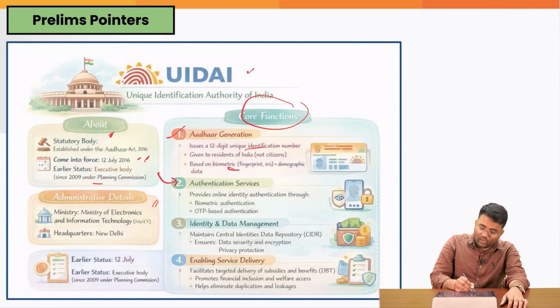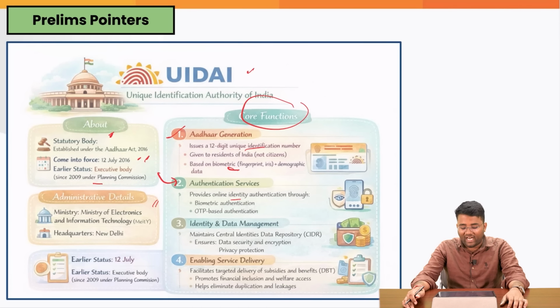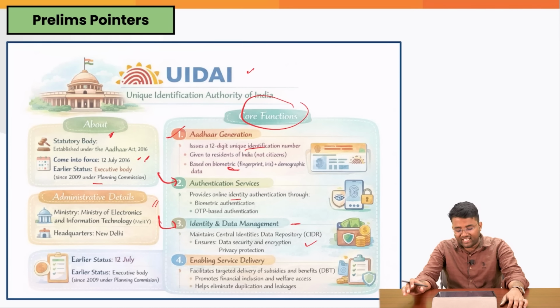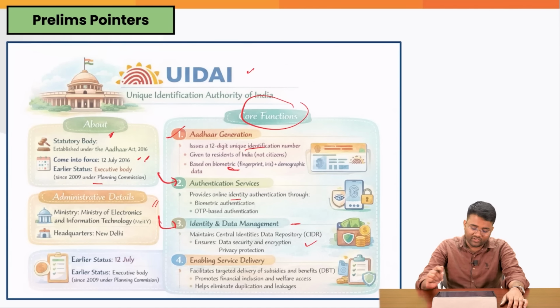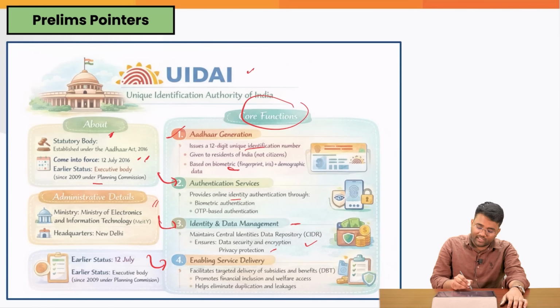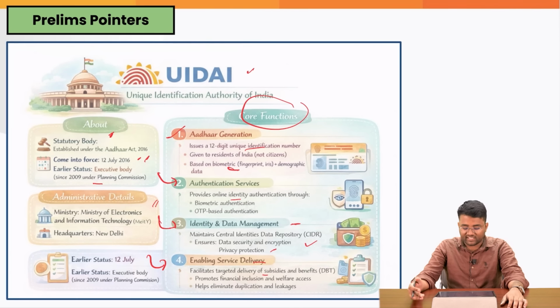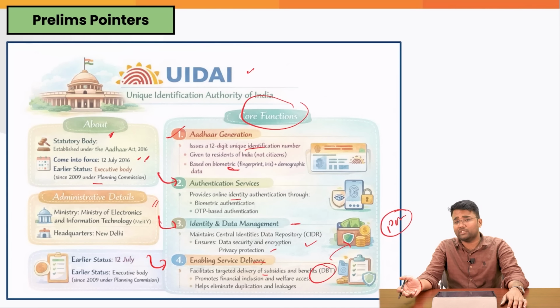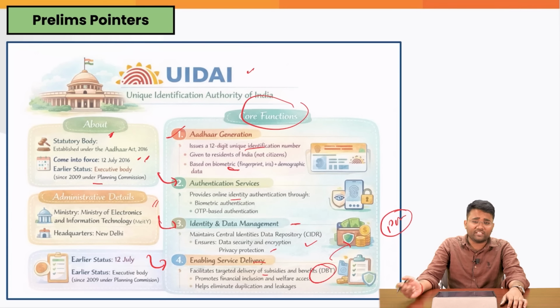And it also provides authentication services, that provides online identity authentication through biometric authentication and OTP-based authentication. It also helps in identity and data management. For example, it maintains the central identities data repository, ensures data security and encryption, privacy protection. It also enables service delivery, that it facilitates the targeted delivery of subsidies and benefits, especially the direct benefit transfer. For example, the Pradhan Mantri Kisan Samman Nidhi that provides an income support measure to the farmers, all the farmers owning the land itself.